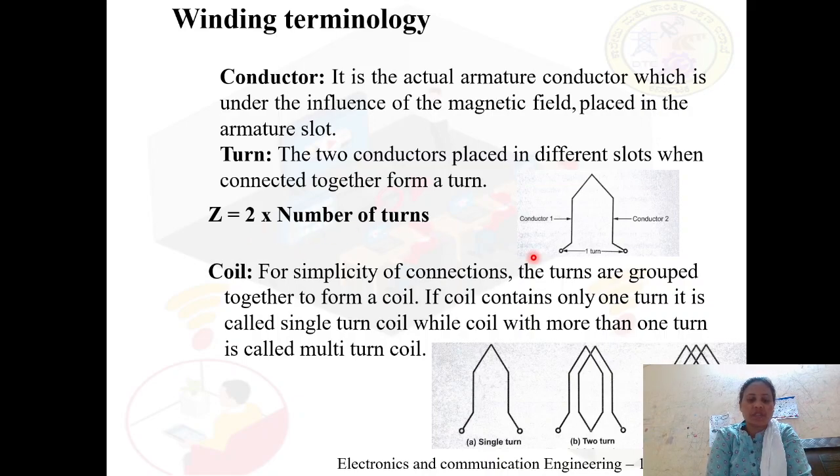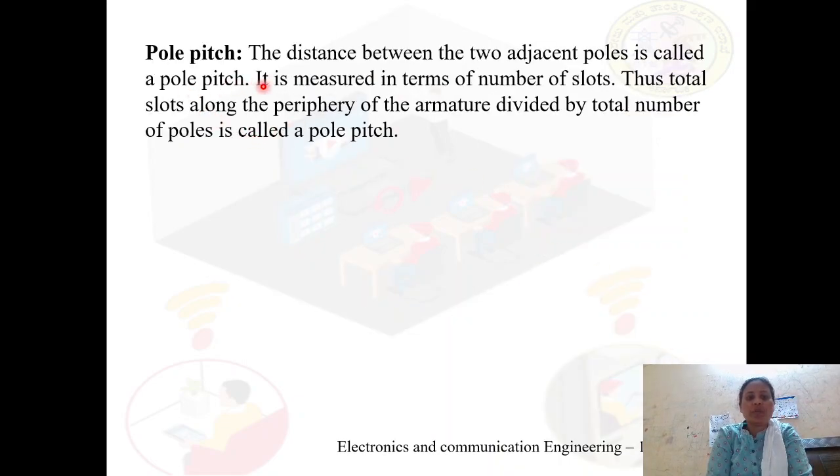which gives the total number of conductors in a machine. Next, what is meant by a coil? The number of turns which are grouped together, we call it a coil. And the coil may contain either a single turn or multiple turns. So this is the coil which has a single turn. This is a 2-turn coil, and this is the multiple turn coil.